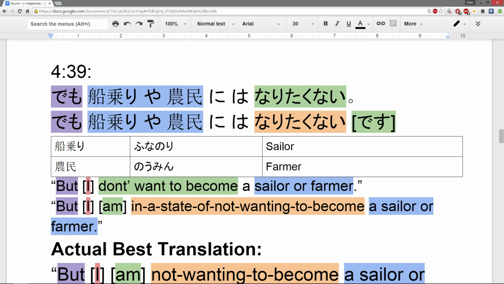We got 439. Demo. Hunanori ya nomi ni wa naritaku nai. Technically, I treated this like a verb, but remember what I said, negative verbs are actually e-adjectives. They operate like verbs, but they are e-adjectives. Japanese e-adjectives are very similar to verbs.